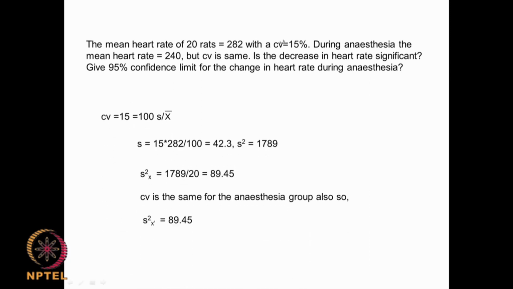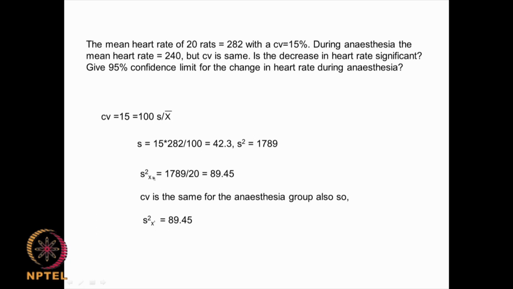The coefficient of variation is given as 15%. So 15 is equal to 100 into S, the standard deviation, divided by x bar. As you can see, 282 is the mean, that is x bar. So I just rearrange, and S comes out to be 42.3. Now the variance, S square, is the square of that, 1789.